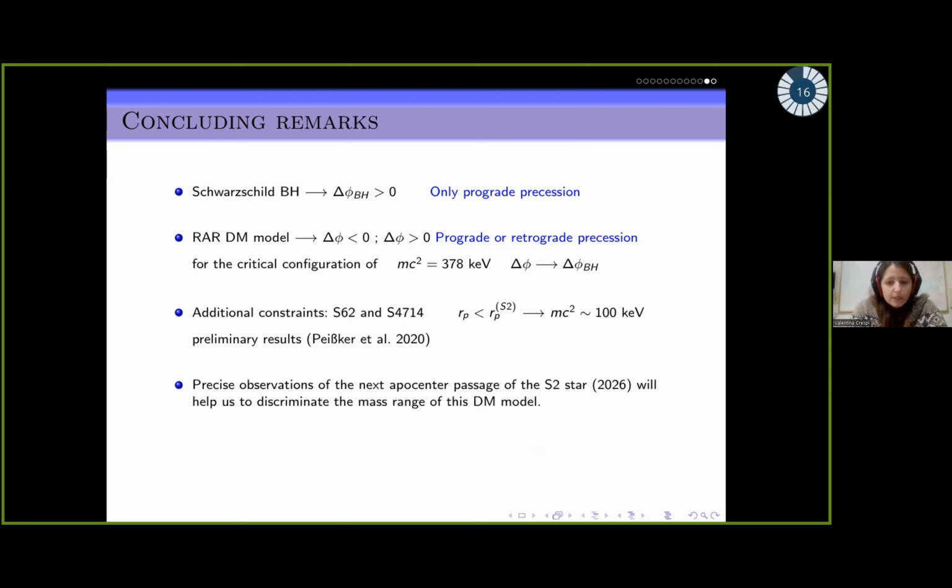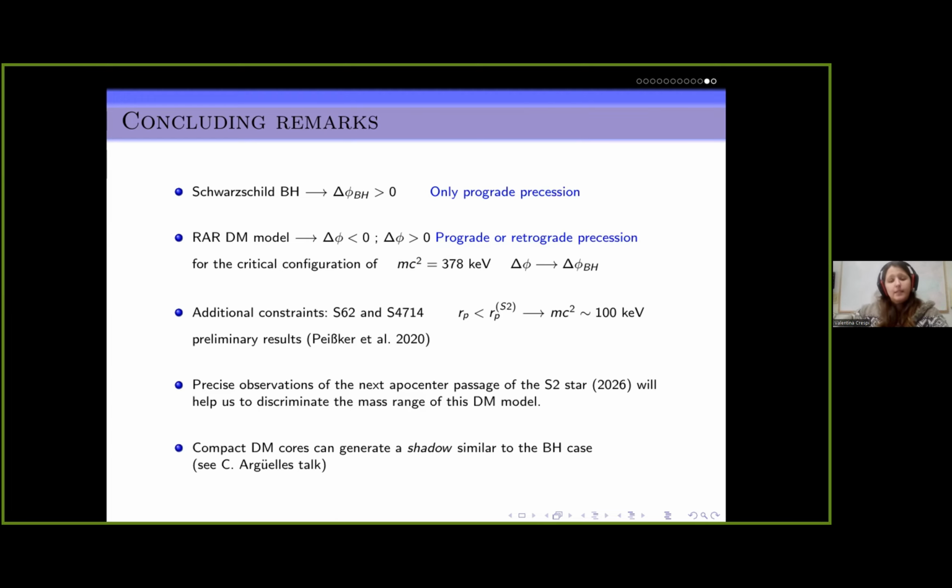Another point, as I said, is that we hope that in the next apocenter passage of the S2 star, approximately in 2026, better astrometric data of this passage will help us discriminate and further constrain the mass range of these fermions.